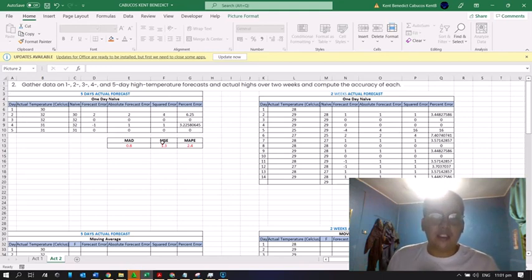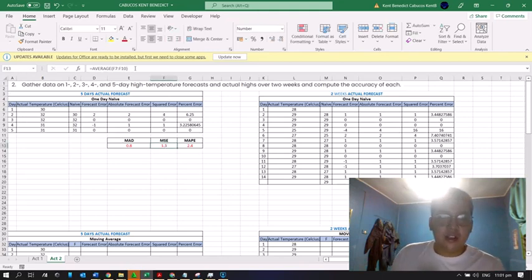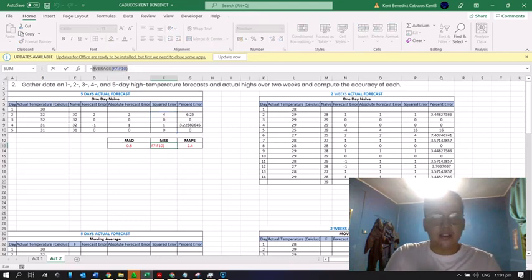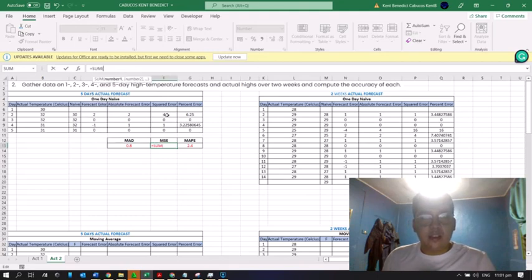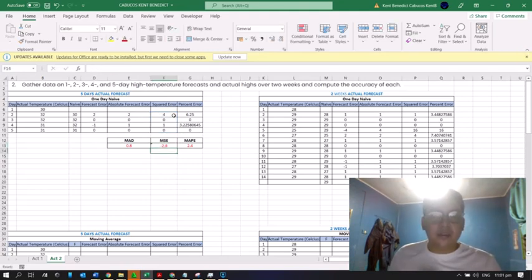I think it will change the MSE. We're going to sum everything, right? We're going to sum this over n minus 1, which means how many data points. So 4 minus 1. So we get a negative 2.8, right? I think I'm right. For MAPE, we're just going to use this, right?